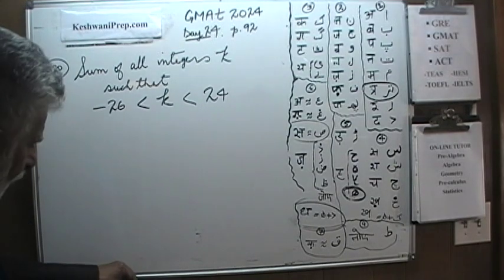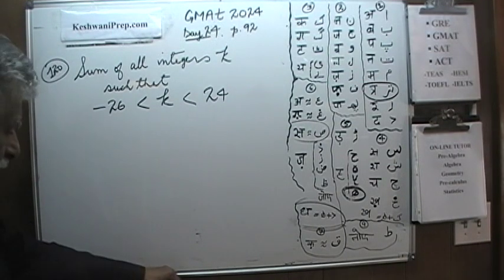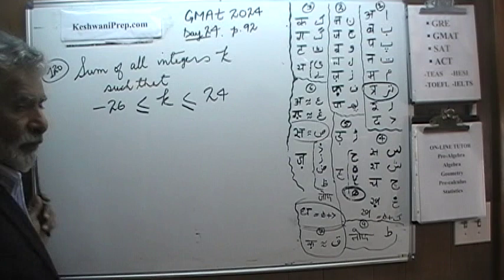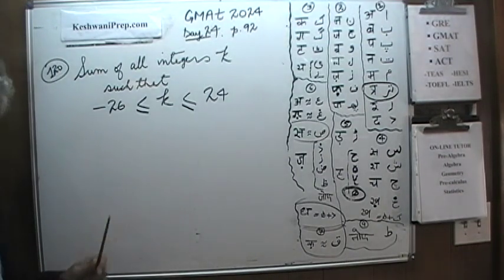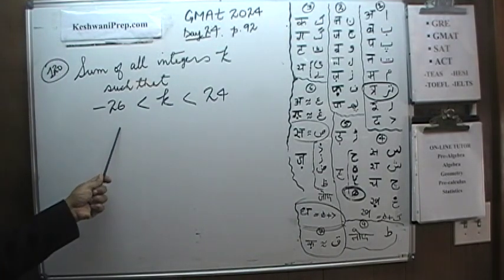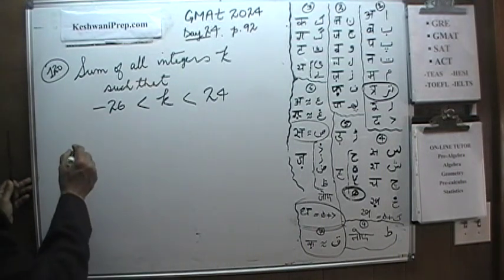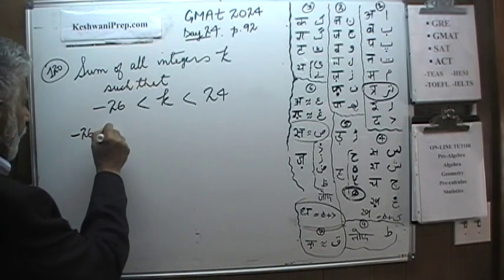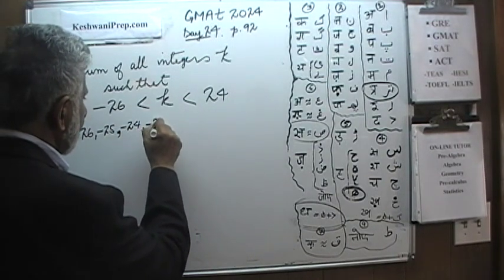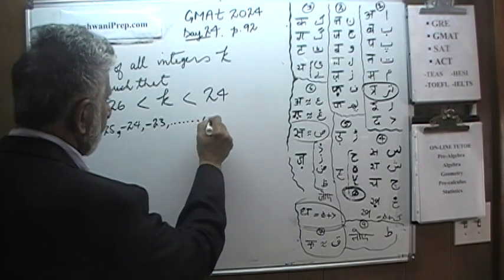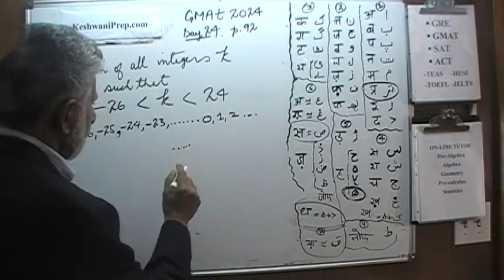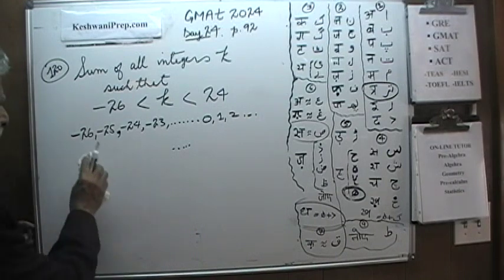So we're going from negative 26 all the way up to 24, but we do not have an equal sign here, which means we cannot include negative 26, we cannot include positive 24. The story will begin with negative 25, and the story is going to end at positive 23. Negative 25, negative 24, and so forth. Negative 23, 0, 1, 2, 3.